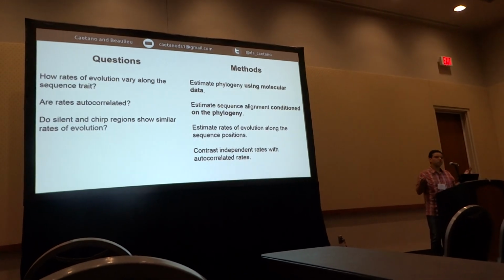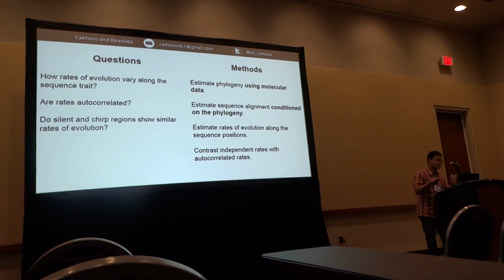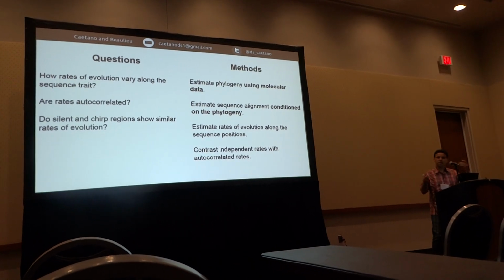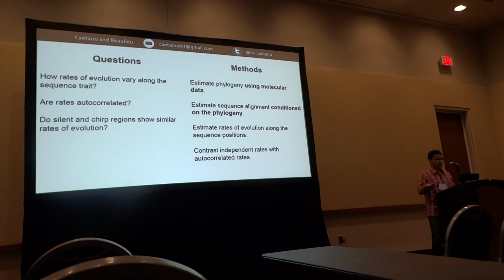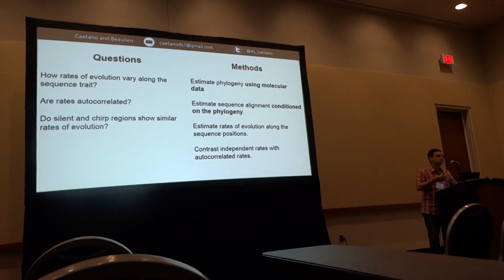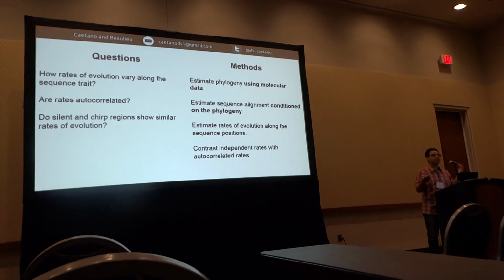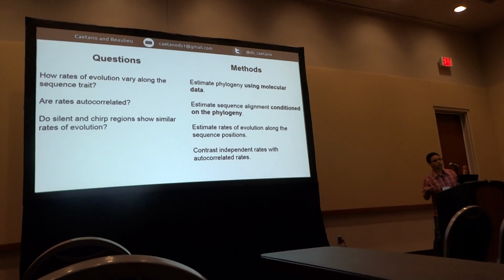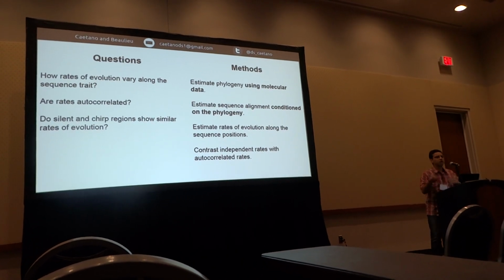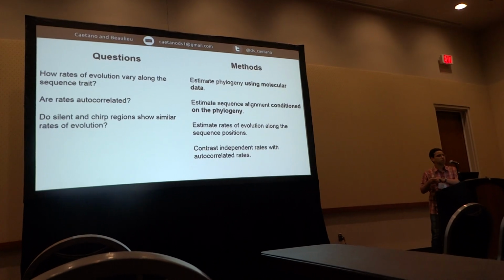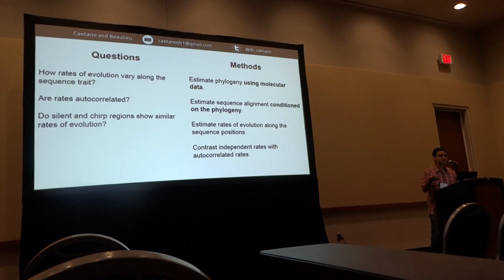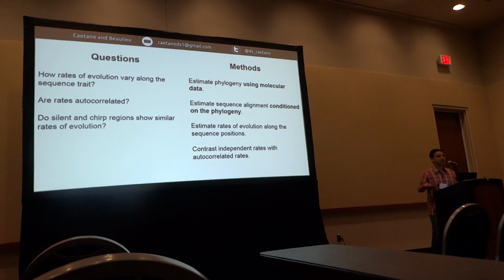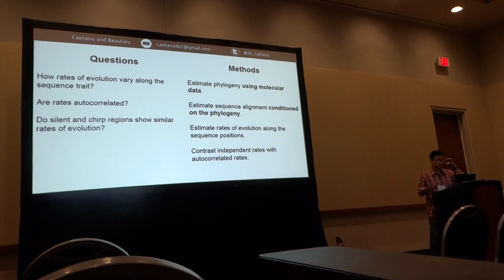So just an overview of the questions and how we're going to try to do this: we are interested in how rates of evolution vary along the sequence trait. Another important question is, are these rates correlated among the sequence? And finally, do we see evidence for context-dependent variation in the rates of evolution on these traits? In the case of our work, the context is, do we see differences in rates associated with silent regions of the song and chirp or sound regions of the song?